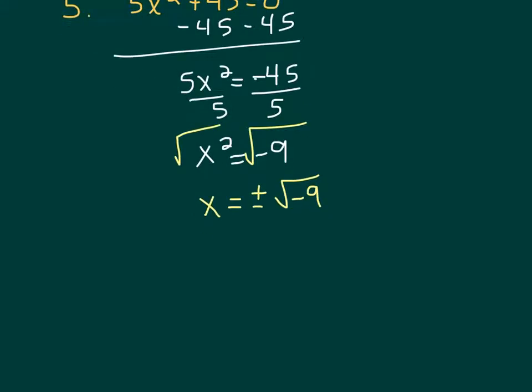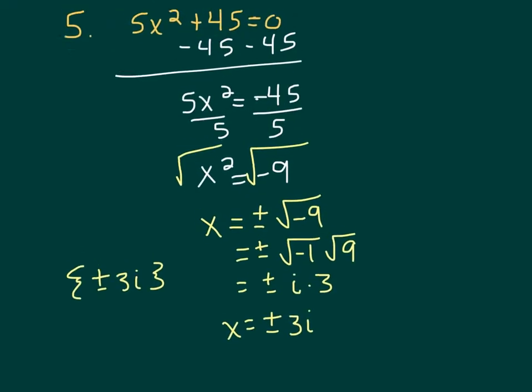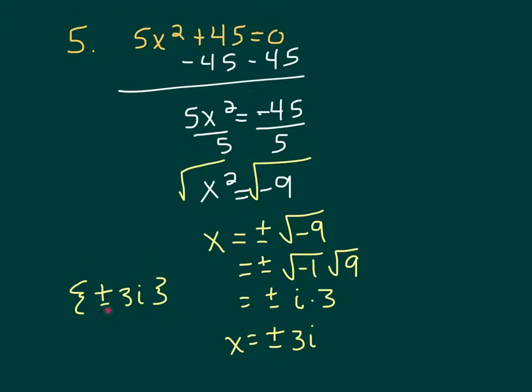But the square root of negative 9 is the square root of negative 1 times the square root of 9, which is i times 3, which is 3i. So x equals plus or minus 3i. Final answer in solution sets. And you can actually check your answers for these ones too. If you plug this back in, plus or minus 3i here, you will get the correct answer. It will equal 0.